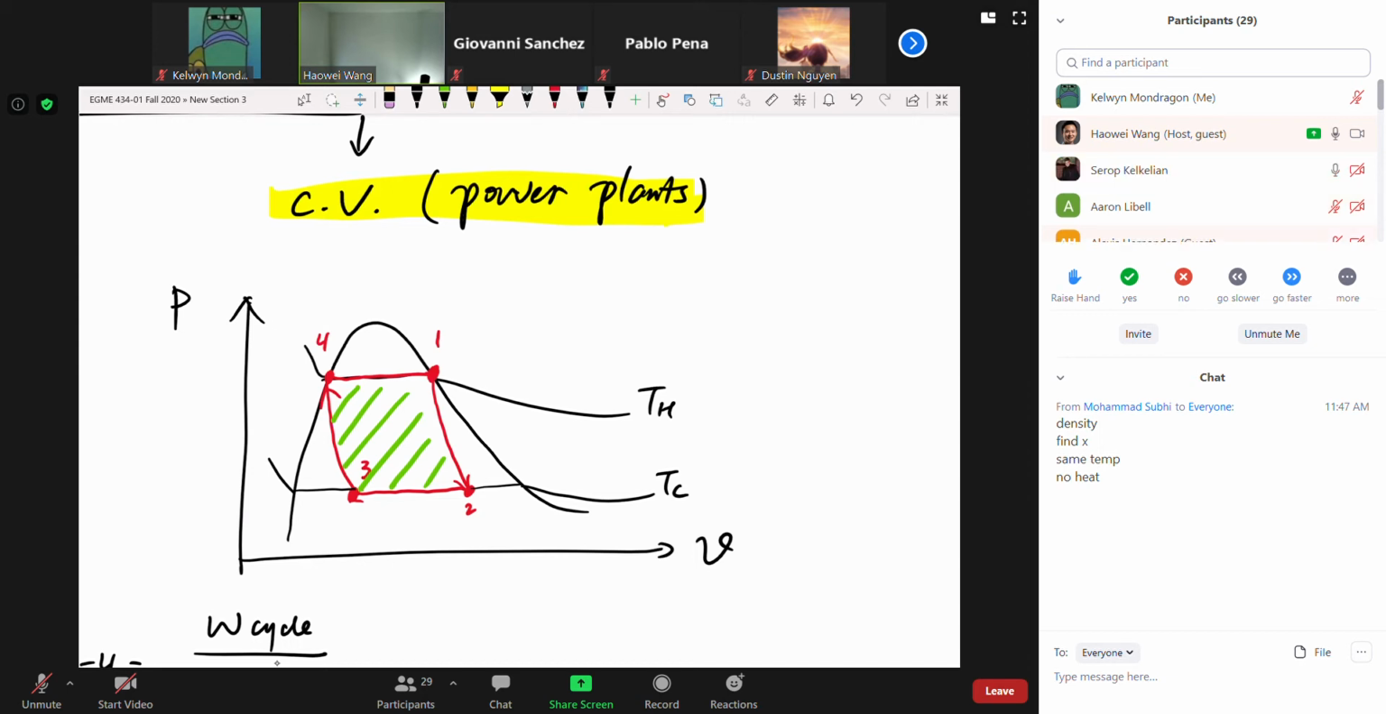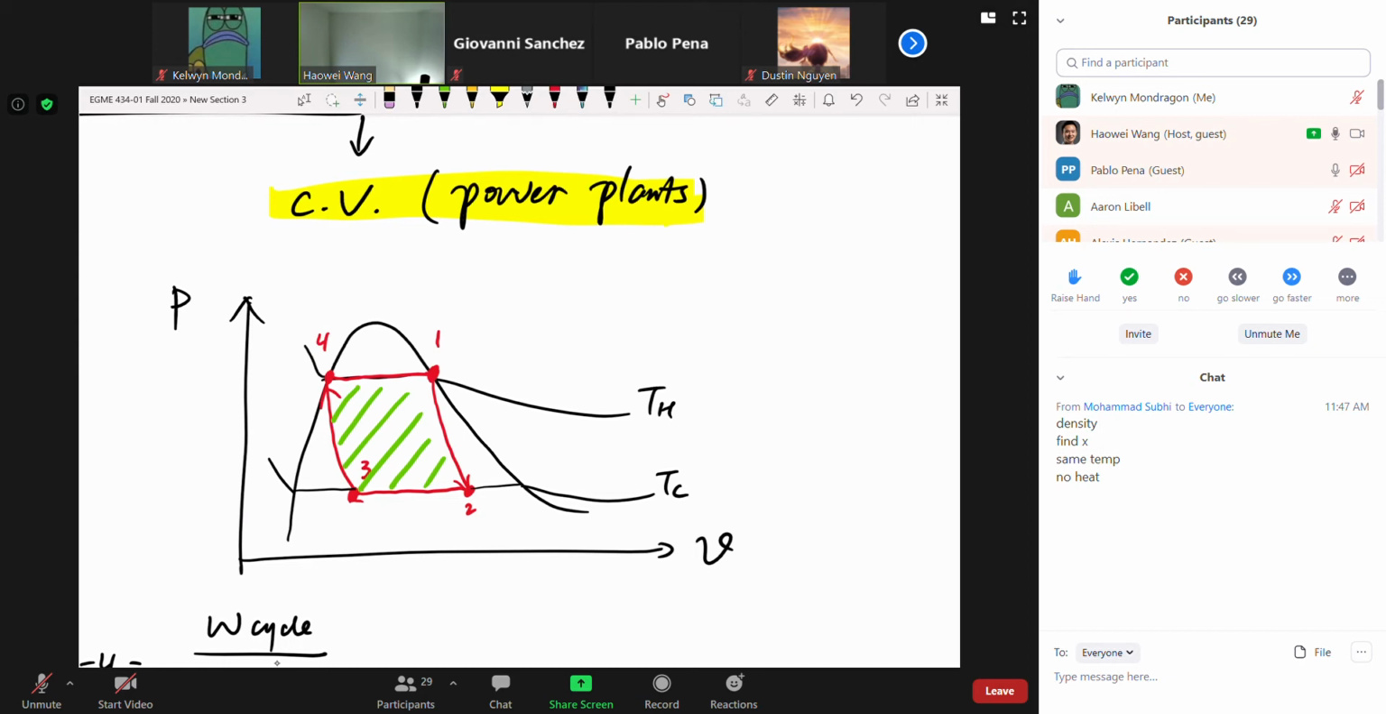4 to 1 has to remain on the constant TH temperature line. Number 1, usually at this moment, we call it point G. So 4 to 1 is pretty straightforward. It doesn't change. Point 4 at this moment is F, and point 1 at this moment is point G. So you don't have to worry too much about it.